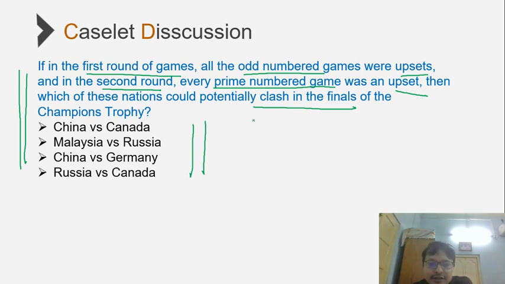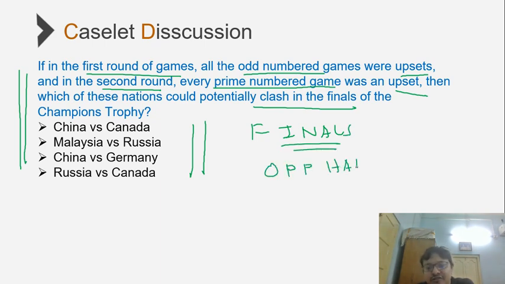What are the rules for finals? The finalists must be from opposite halves. That is, one from the top and one from the bottom. So the first thing you do is look at which of the options has one team from the top half and one from the bottom half. So we look at the options.